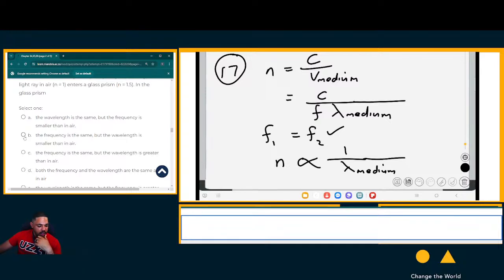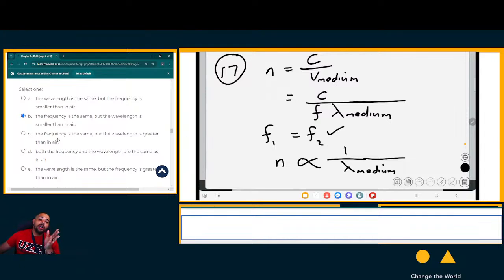The frequency is the same, yes, and the wavelength is smaller because the refractive index is higher, so the wavelength will be smaller. The frequency is the same, yes, but the wavelength is greater. No, the wavelength is not greater. Both frequency and wavelength are the same. They are not both the same. One has to change in order for the speed to change.